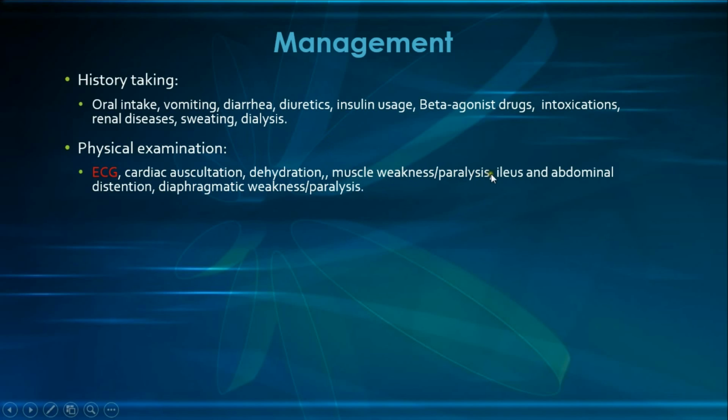And then we perform an abdominal and a respiratory examination, looking for any ileus, abdominal distension, or diaphragmatic weakness or paralysis. And it's quite interesting that hypokalemia itself, when it causes weakness of the abdominal and the GI muscles, there will be ileus and abdominal distension, which could actually cause vomiting. And so vomiting can cause hypokalemia, and hypokalemia can cause vomiting.